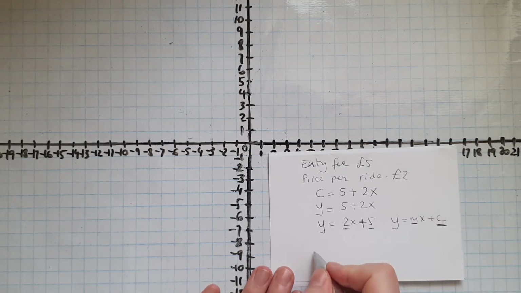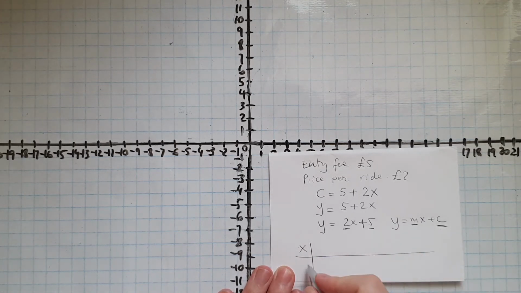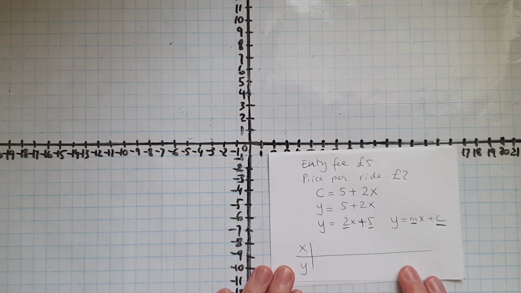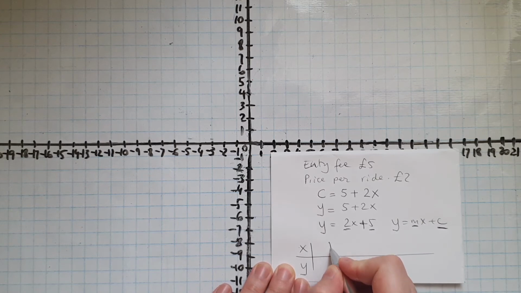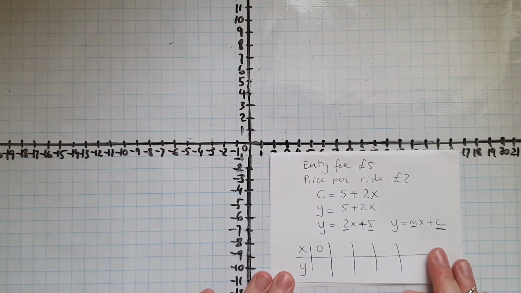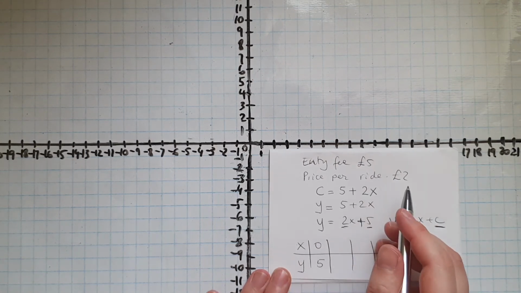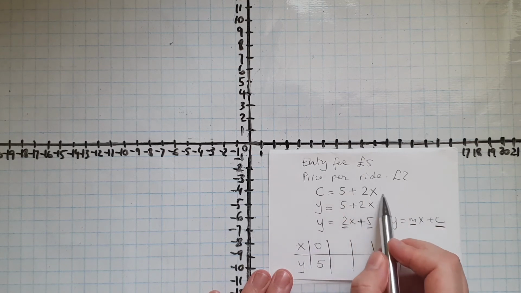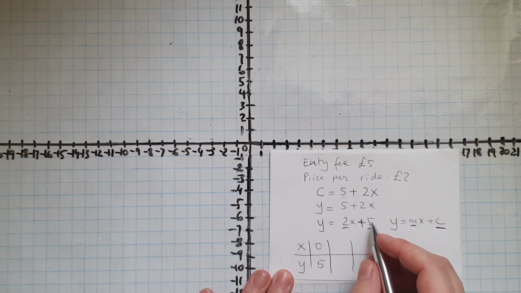Let's just draw a very quick table. So X is the number of rides, Y is the total cost. So when you have 0 rides, then the cost will be £5. Why? Because if you go there and you pay the entry fee but you have no rides, that means you still have to pay the £5.